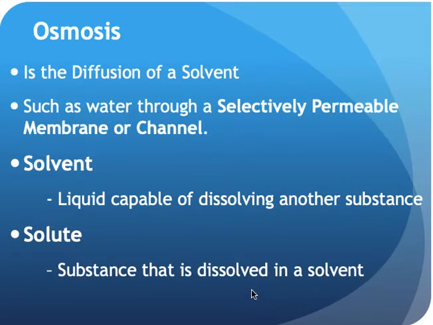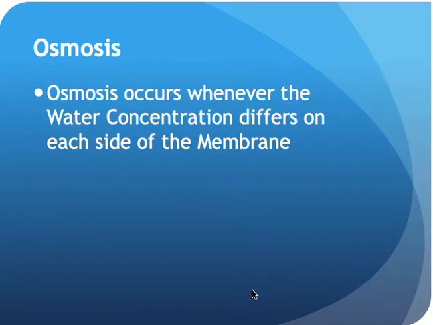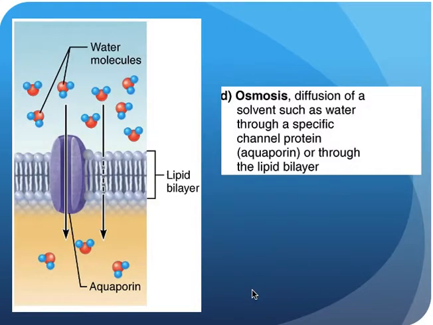Again, we're talking about external versus internal fluid. Osmosis occurs whenever the water concentration differs on each side of the membrane. So again, it comes down to the internal versus external environment. And here's another picture of osmosis and diffusion of the solvent.